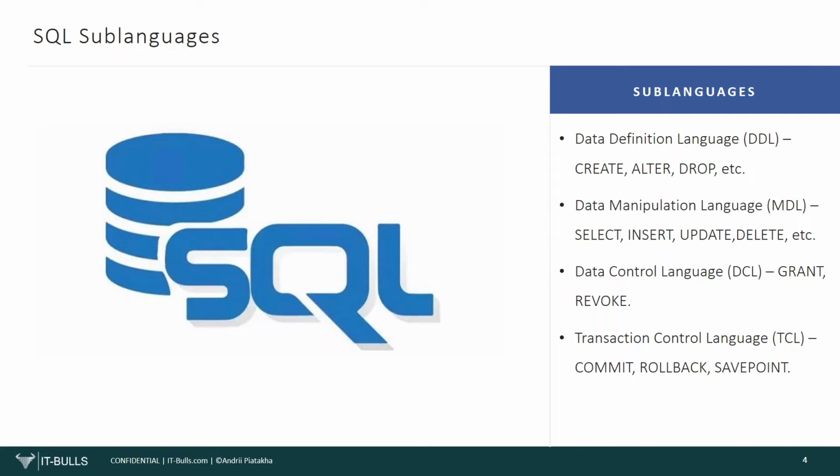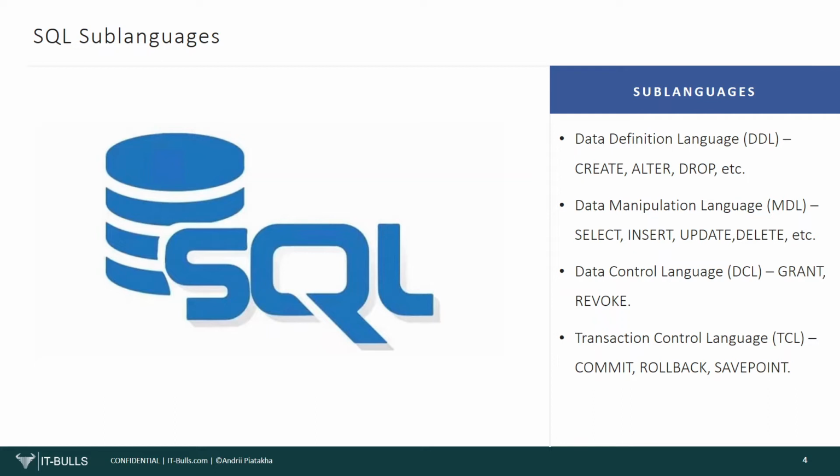Data manipulation language. This is a set of statements that are used for adding, deleting, updating data in a database. Common examples of DML statements include select, insert, update, delete. Data control language. It is a syntax that is used to control access to data stored in a database. Examples of DCL include grant and revoke statements.